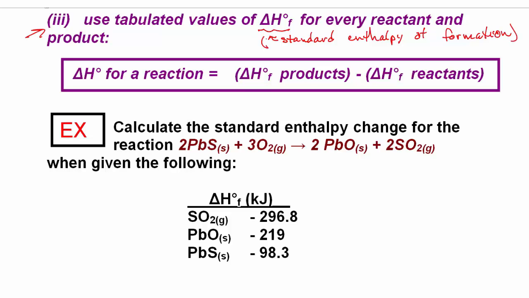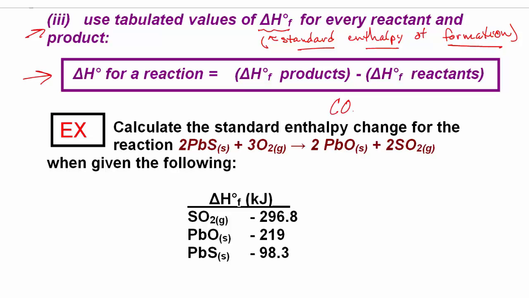So for every reactant and every product, we're going to look up its standard enthalpy of formation. And all we do is plug it into this expression: all the enthalpies of formation of the products minus the enthalpies of formation of all the reactants, and we get our answer for the standard enthalpy change for the reaction.